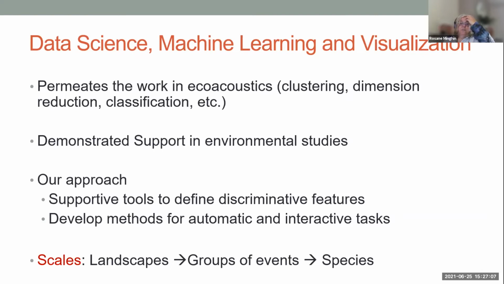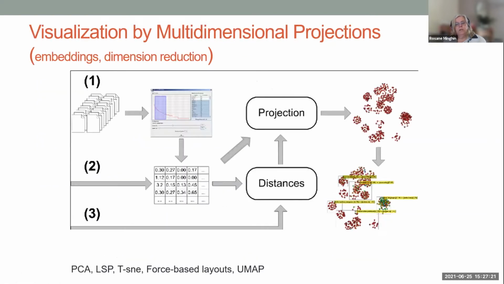So we started by trying to discriminate different things from audio recordings, starting with different landscapes, then different groups of events, and then different species. Okay? So in all of those, we used various types of visualization, but the most common one that reappears, and we can see in many of the work that we saw in this Congress, is what we tend to call multidimensional projection, but people also call embeddings, dimension reduction, okay?